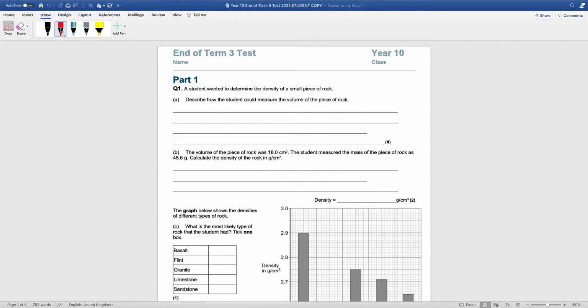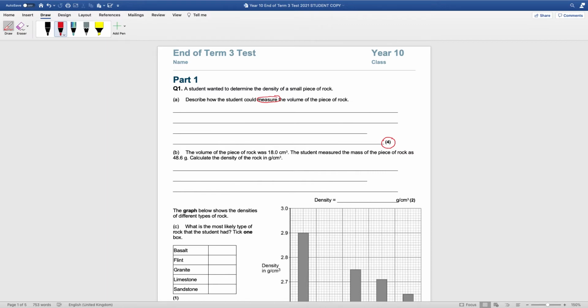Reviewing the Year 10 end of Term 3 test, starting with the structured questions. Question 1 asks you to describe how the student could measure the volume of the piece of rock. Now, the first clue here is you're being asked to measure, not calculate, measure. The second clue that this isn't a straightforward, quick answer is that it's 4 marks. So you're being asked to describe a method here to measure the volume of a piece of rock.